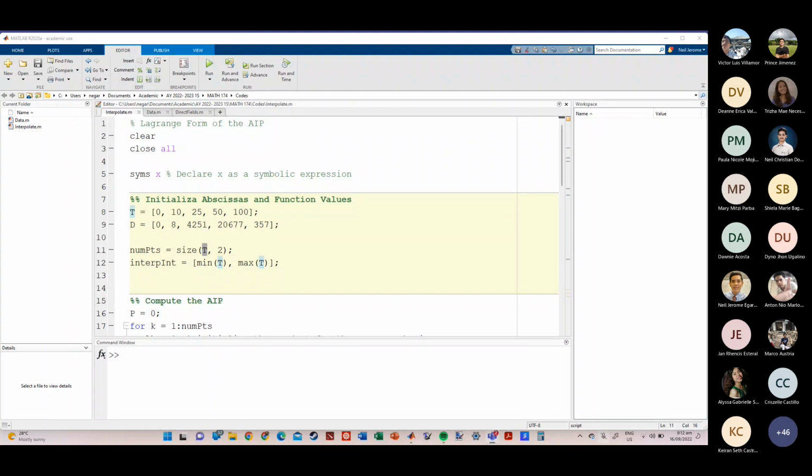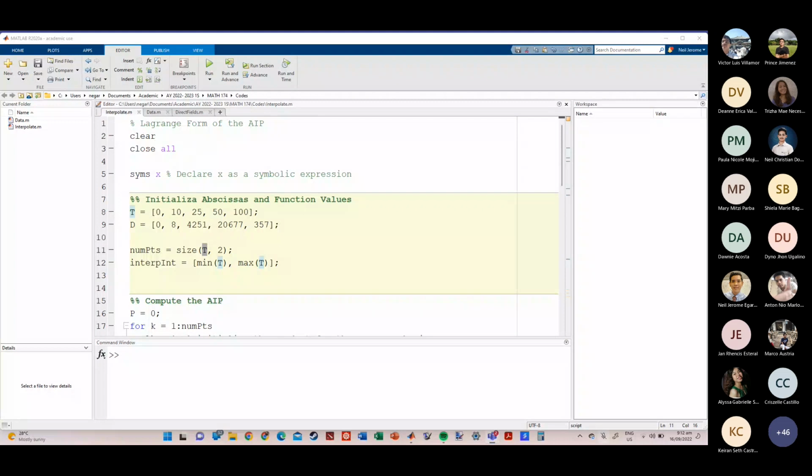Dimension niya sa matrix. Pag ang gusto ko lamang ay bilangin yung number of columns, dapat lalagyan ko ng 2 para ibigay niya yung second component, size ng second component. So the second component ay 5. So kaya yung num points nito, dapat ibibigay niya sa akin ay 5.